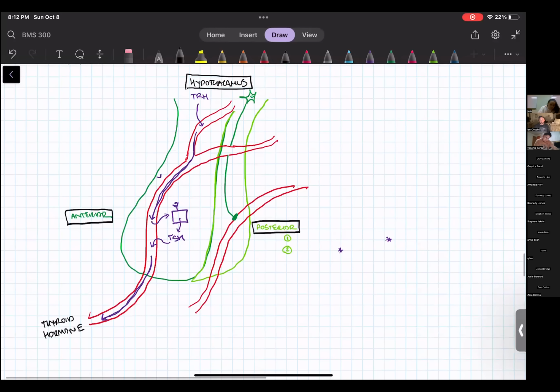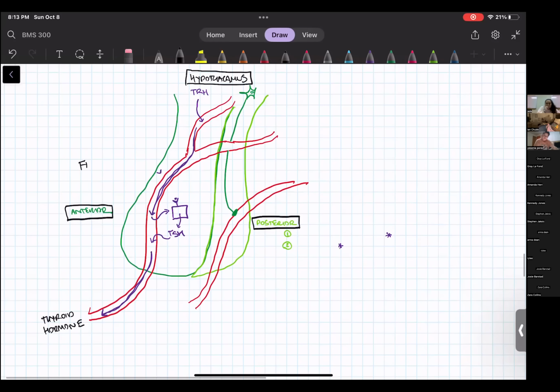So that's kind of how the anterior works. Again, we're going to talk a lot about all of those because we know that we need to know our FLAT PIG abbreviation or mnemonic.